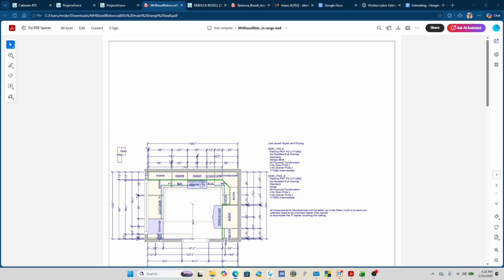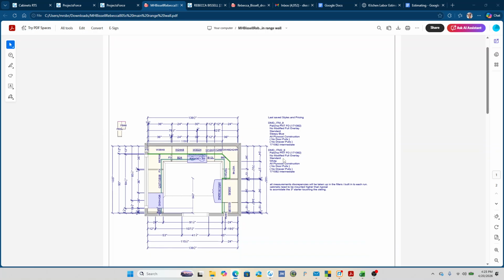Could he have it there? Let's just see. Nope, he does not. He's got no modified full overlay. He's got some nice notes on here. We can see it's just the same thing as here. All plywood construction, no doors, no drawer pulls. No modified full overlay. Pillars, but built into each run, cabinets need to be mounted higher than typical to accommodate a 3-inch starter touch the ceiling. So I did let him know already that the customer will have to sign off if we mount those cabinets higher than normal.